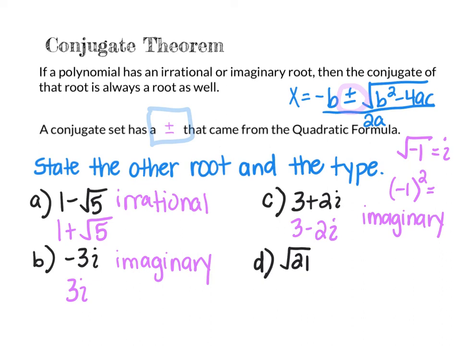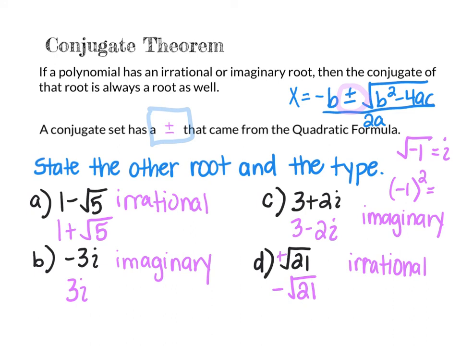And D. D is going to be irrational because I cannot take the square root of 21 and turn it into a perfect number. So this is an irrational root. For my irrational root, positive square root of 21, my conjugate pair is going to be negative square root of 21.